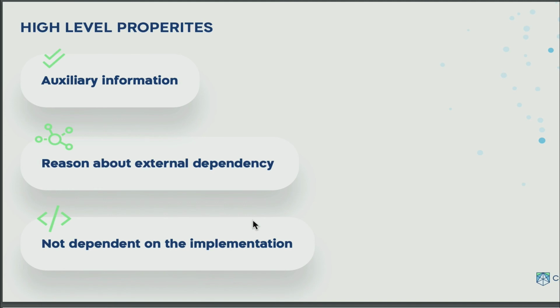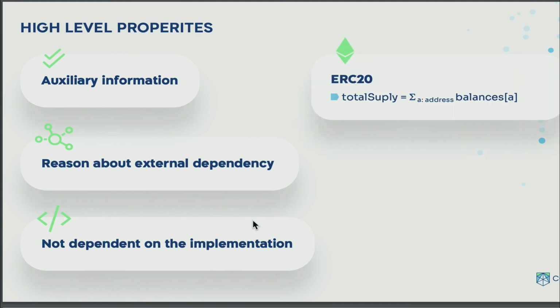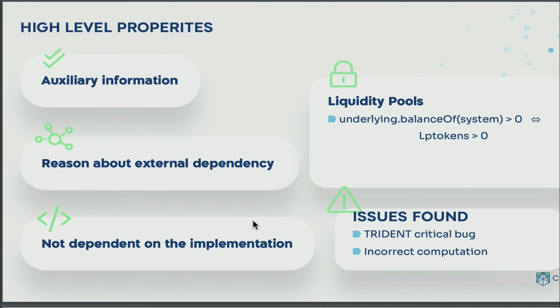Okay, high-level properties. This is when we want to reason about auxiliary information, information that is not even in the code, but we can think about. For example, that the sum of all the balances is the total supply. We want to reason about external dependencies. For example, in a liquidity pool, the amount of asset in the underlying token that should be held. And this very simple property found a very critical bug.